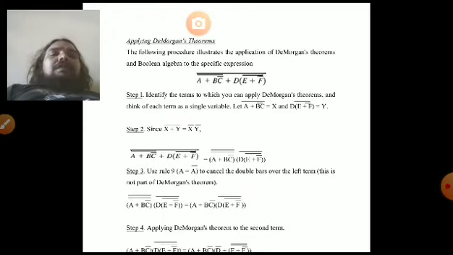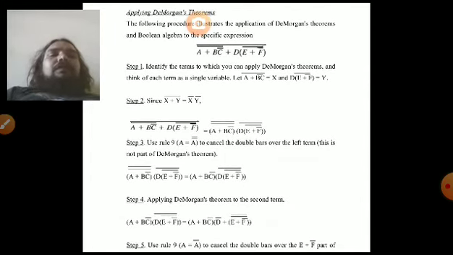Since (X + Y) whole bar is equal to X bar into Y bar, the simplification of the above equation, ((A + B C bar) whole bar + D (E + F bar) whole bar) whole bar, is equal to (A + B C bar) double bar into (D (E + F bar)) whole bar.